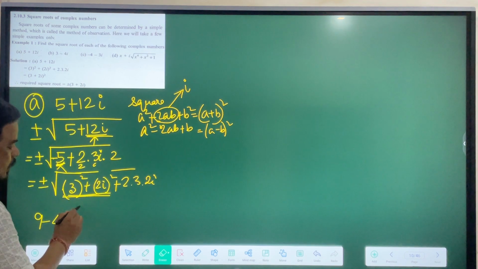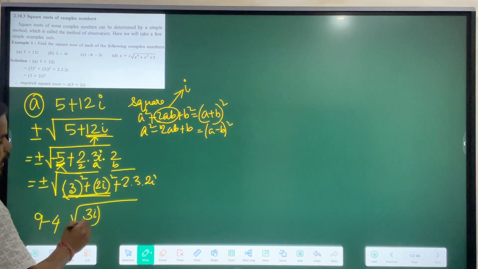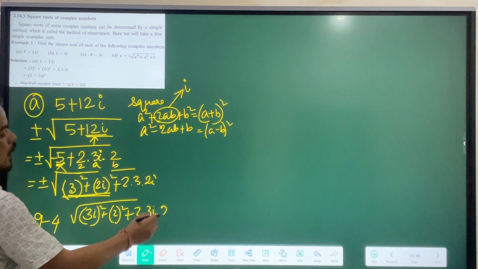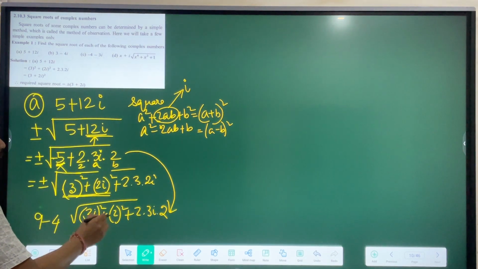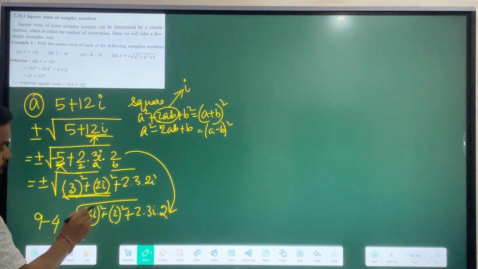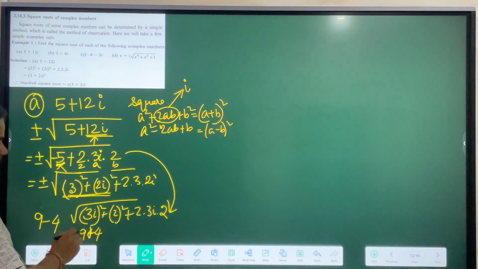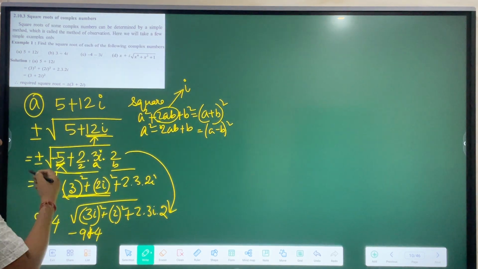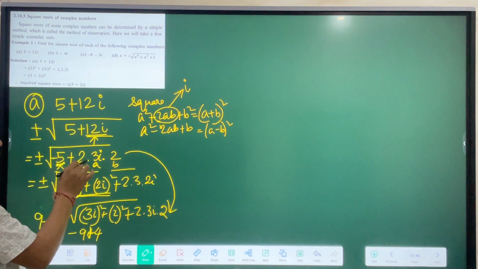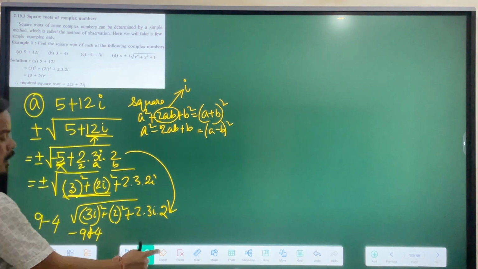But now if we write, what is a? 3i. What is b? 2. This one I am writing. So a square plus b square plus 2ab. Now see the calculation. 3i whole square is minus 9. 3 square is 9, i square is minus 1, so minus 9, plus 4. Minus 9 plus 4 is minus 5. So I hope you understand now. When there is a negative number, then you will put i for the greater number. When there is a positive number, you will keep i for the smaller number. I hope you understand.